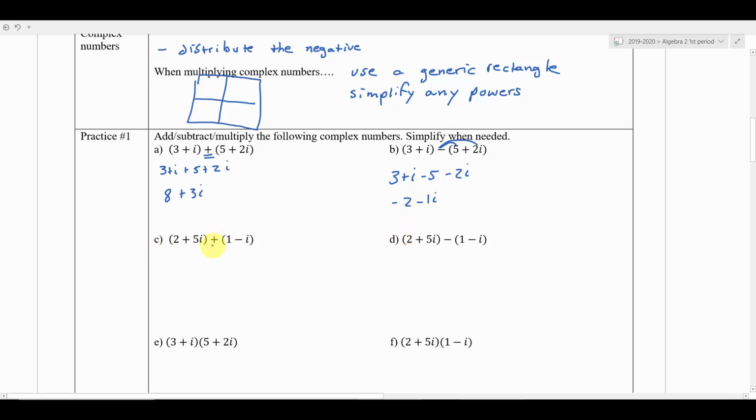So here my operation is an addition. So I'm looking outside of the parentheses. There's no numbers outside of the parentheses here. So I'm going to go ahead and remove them. So I've got 2 plus 5i plus 1 minus i. Okay? And then combine like terms. The 2 and the 1 combine to give me a 3. 5i and negative i combine to give me a positive 4i.